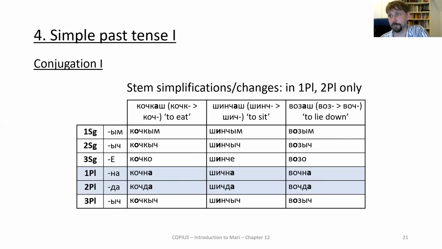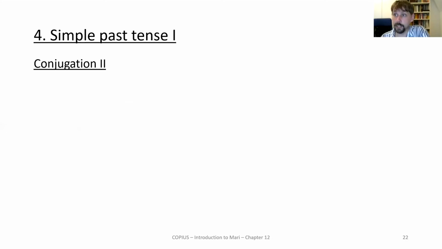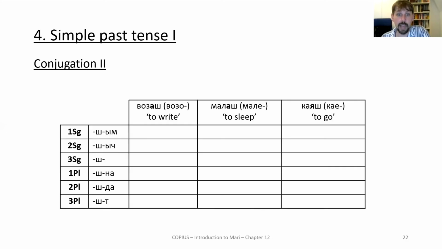Okay, here. So conjugation two, on the other hand, is comparatively simple. Here we have the ending sh for the past tense marker. This is cognate, for example, with the Mansi past tense marker that we have in S.